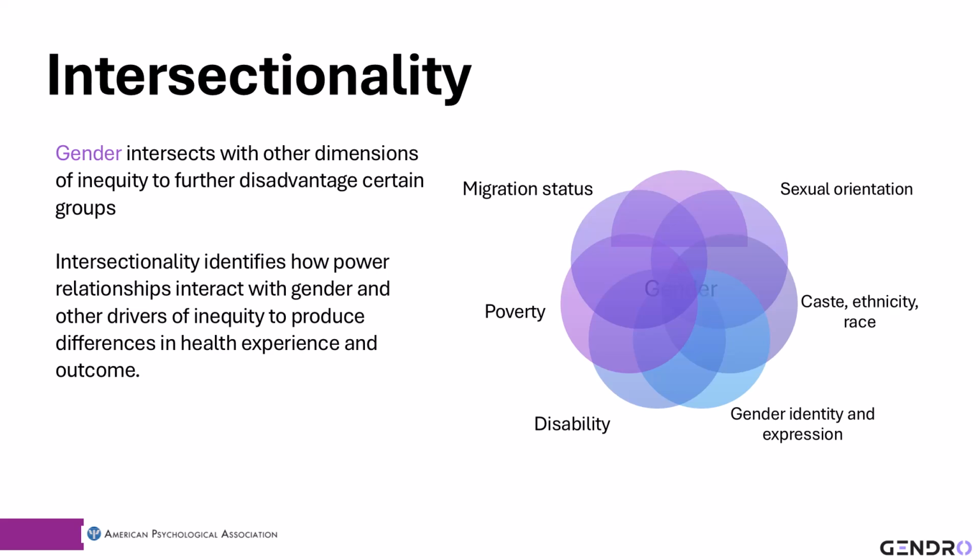And we know that intersectionality identifies how power relations interact with gender and other drivers to produce differences in the health experience and outcomes. And those could be race and ethnicity, age, poverty, disability, sexual orientation, migration status, displacement, and other factors. So it's important to keep in mind that, again, while gender is one intersecting dimension, there are also other variables and other dimensions of inequality that can influence our experiences.